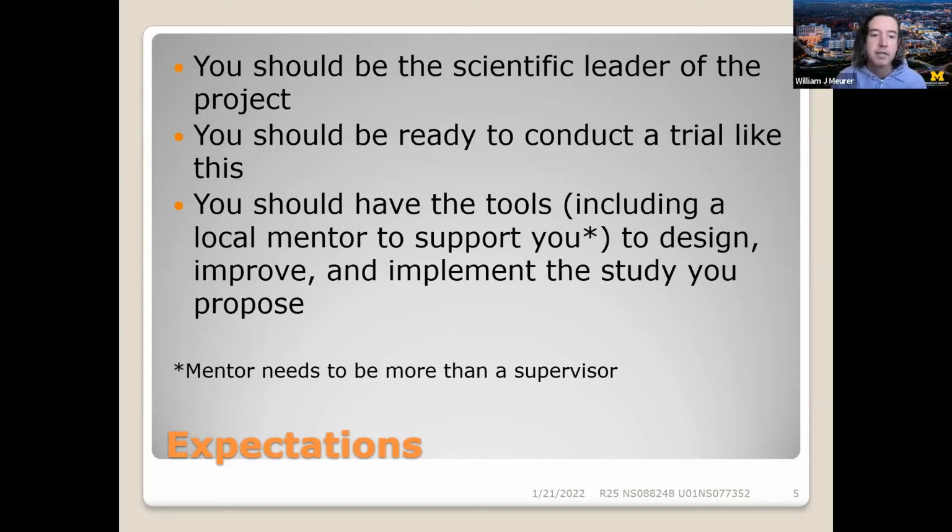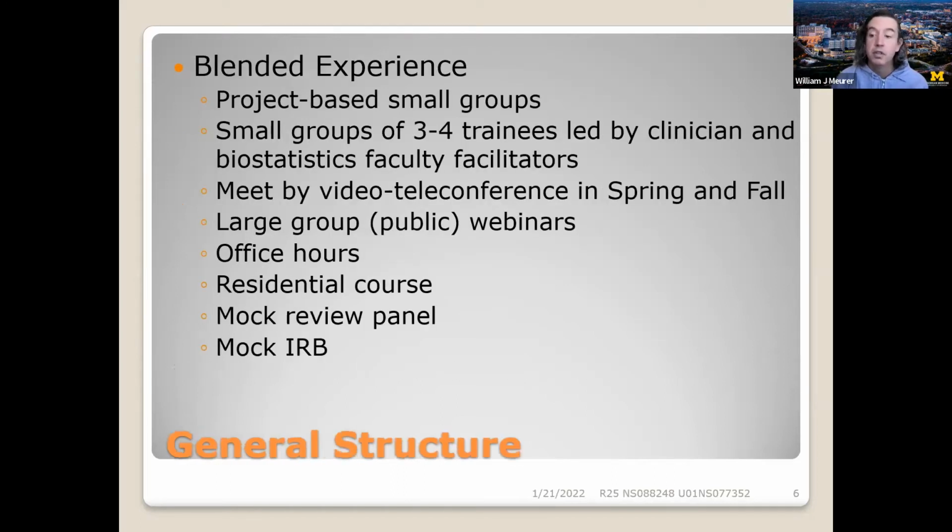You go to the next slide. So as I was starting to mention before, what we are seeking applications for is this blended experience where approximately 18 to 20 folks are going to get embedded into project-based small groups. There will be 3 or 4 trainees in each group, and each of these groups will be led by usually 2 clinicians and a biostatistician who has experience in the design of neurologic trials.